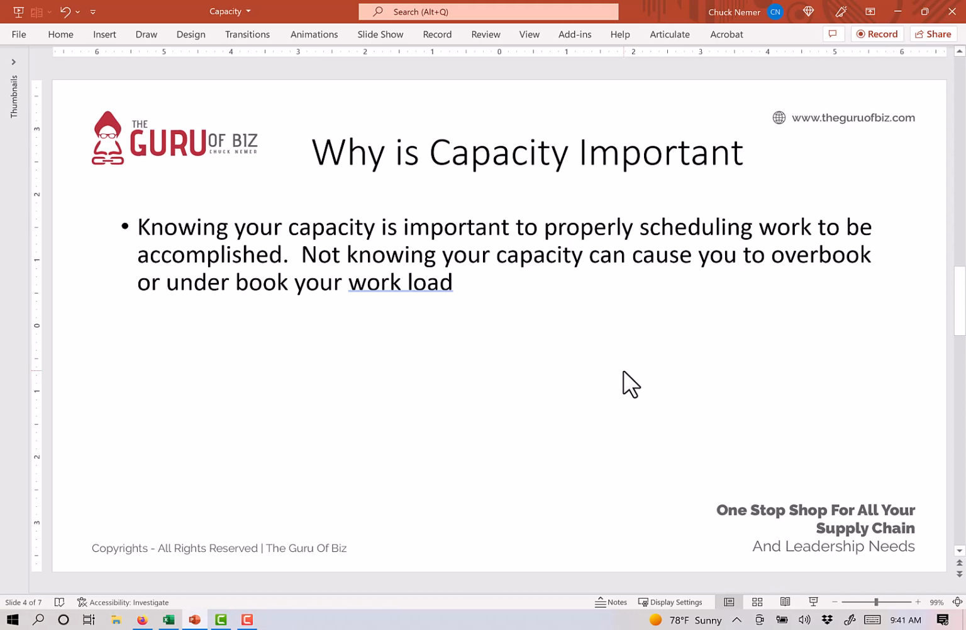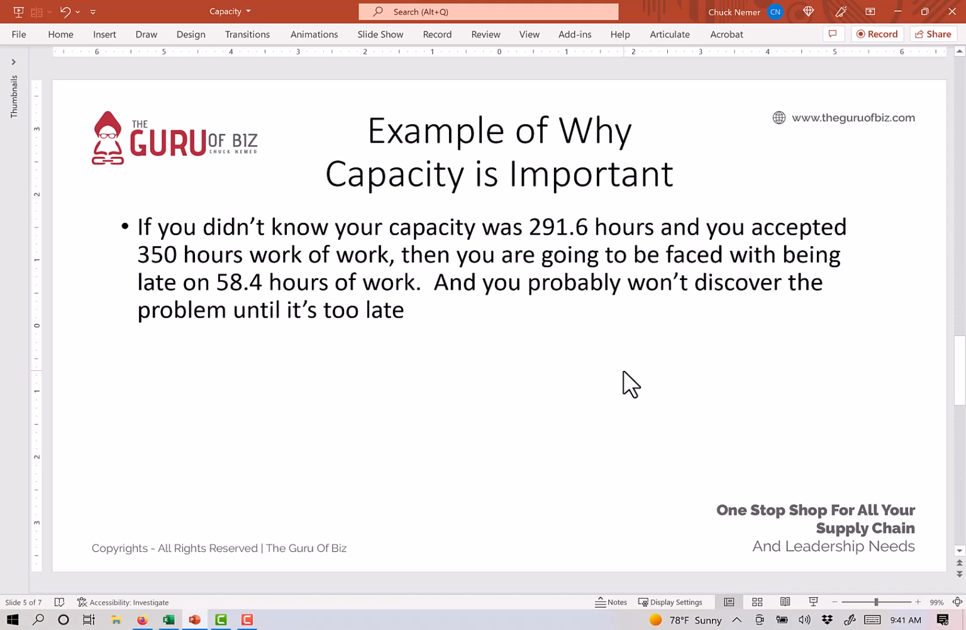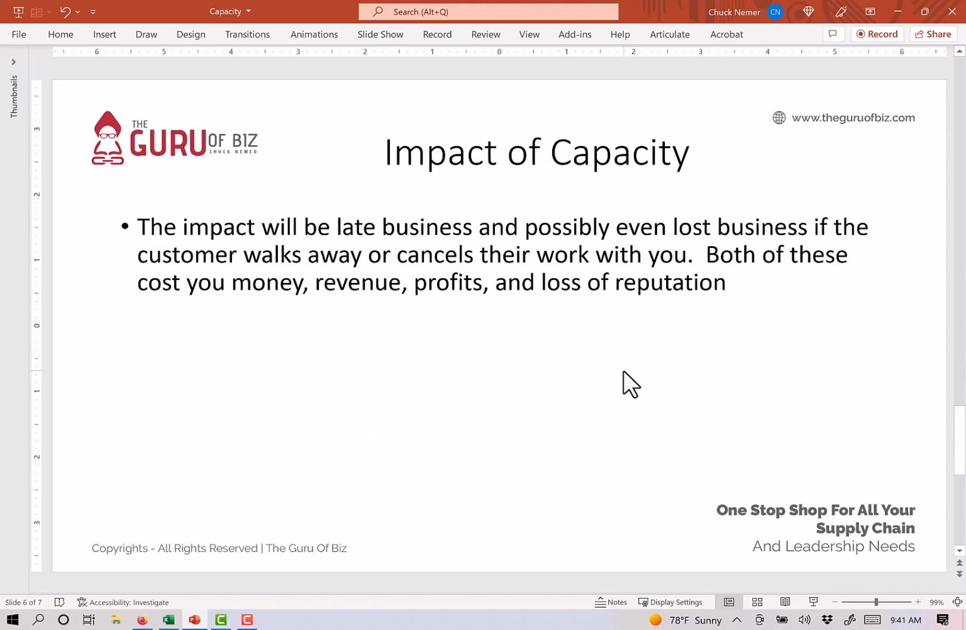This is important for proper scheduling to be accomplished. If you don't know what your capacity is, then you could overbook or underbook your workload and create extra work, or you may not have enough work or have missed an opportunity. So, as an example, if your capacity is in fact 291.6 and you accepted 350 hours without looking at the capacity, then you're going to be faced with 58.4 hours of excess work, and you won't discover the problem that you've overbooked until it's too late, because you're not watching for that situation at all and you don't see it coming.